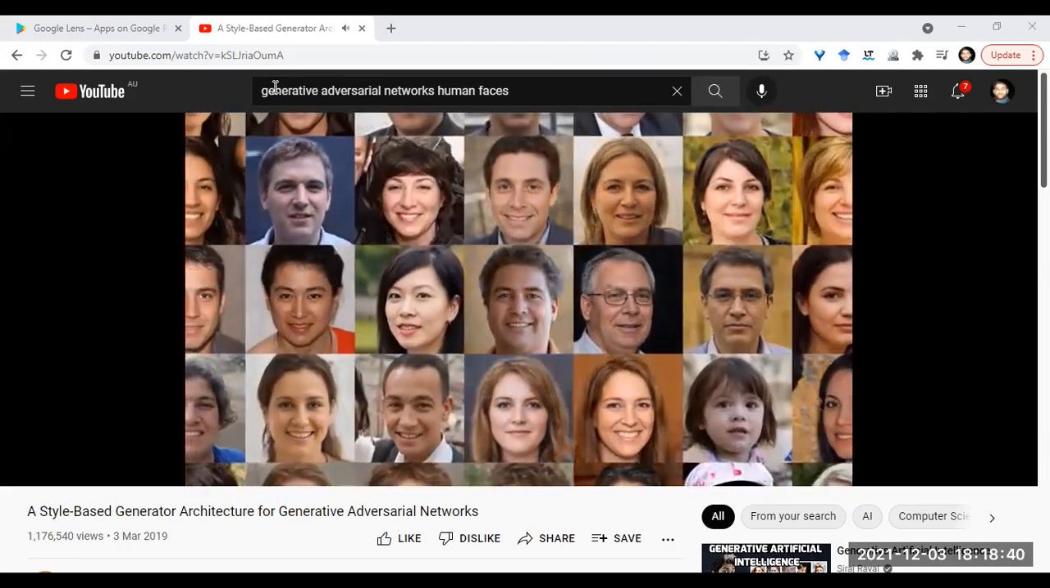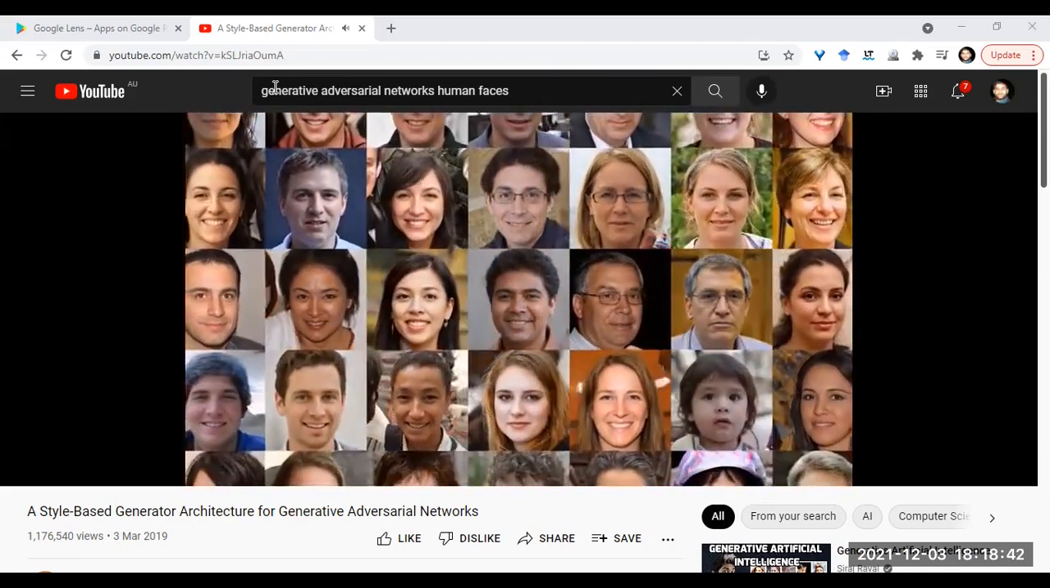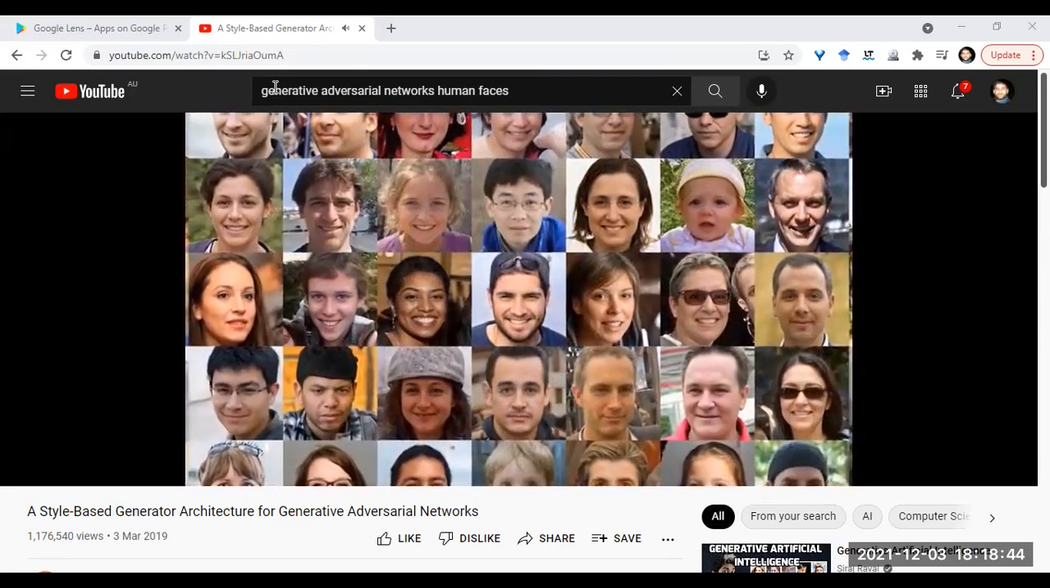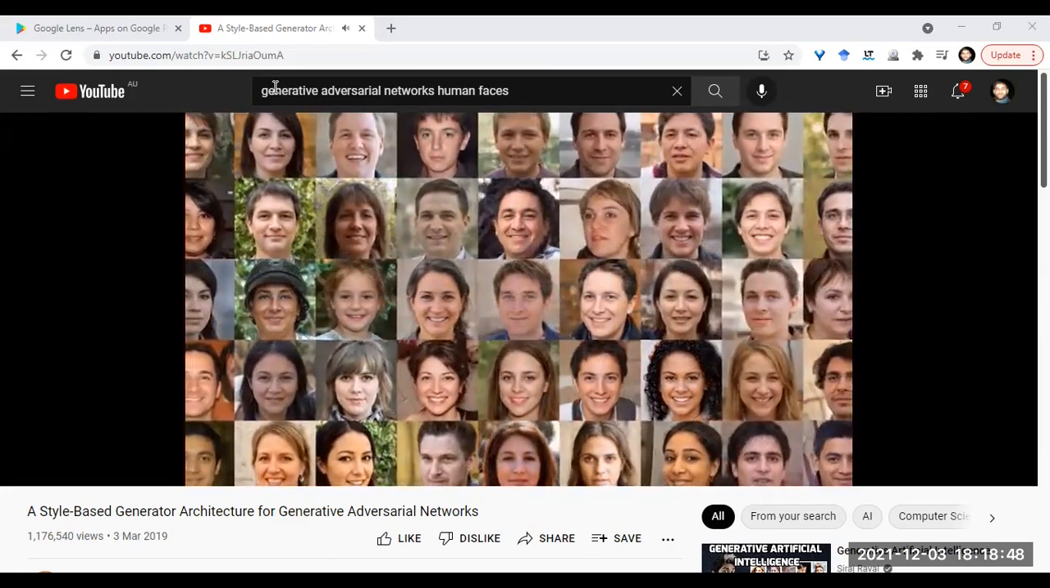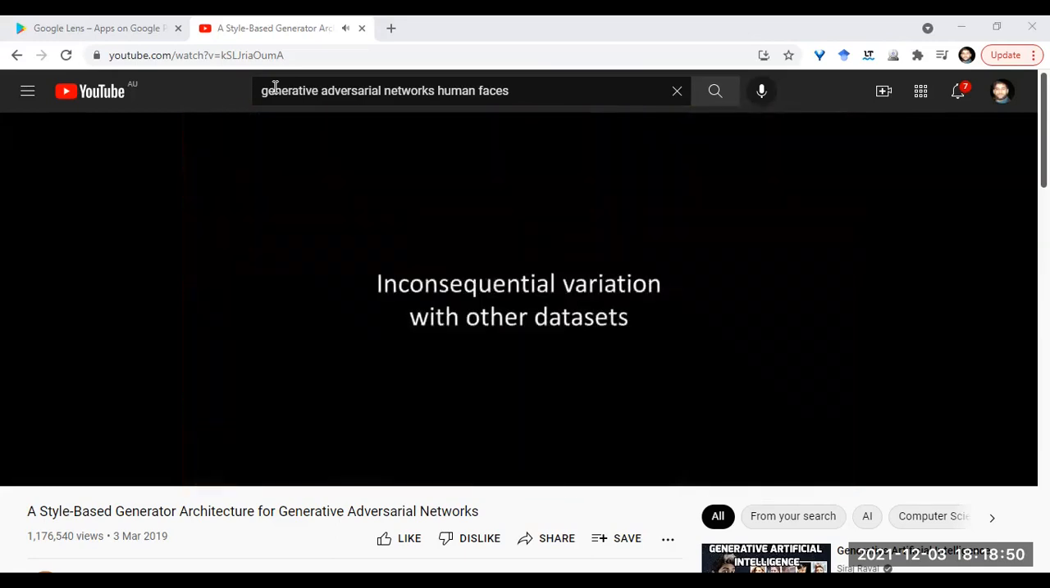We must remember that these spaces are all completely generated by the computer itself. They're not based on real photographs. They're just based on data and algorithms. All right, so these were some of the examples. Let me go back to my slides.